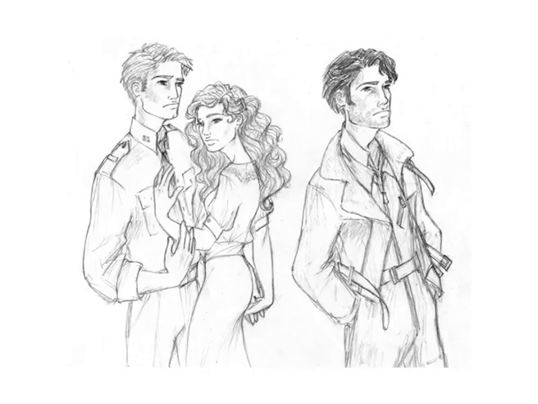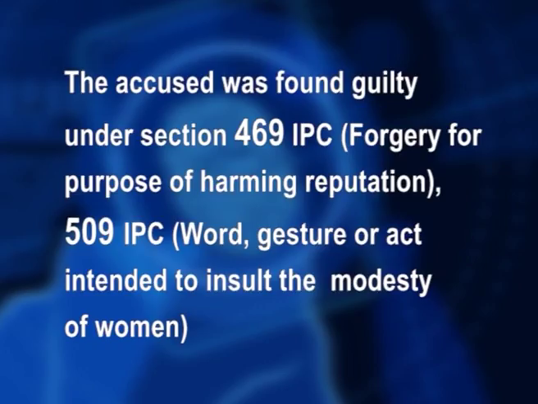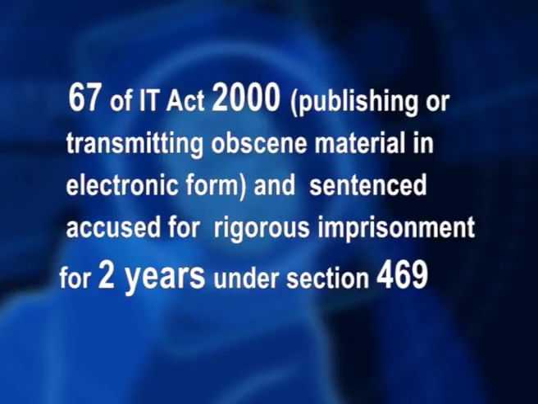But she married another person and later divorced. The accused again tried to marry her but failed to do so and started harassing her through the internet. The accused was found guilty under section 469 of IPC, which is regarding forgery for the purpose of harming reputation, under section 509 IPC, that is word, gesture or act intended to insult the modesty of a woman, and under section 67 of the IT Act 2000, that is for publishing or transmitting obscene material in electronic form.